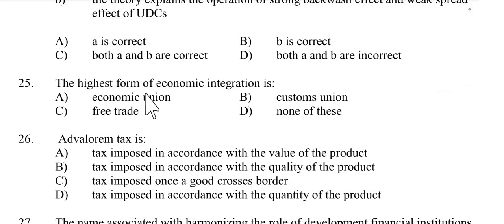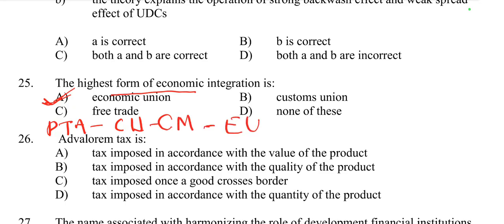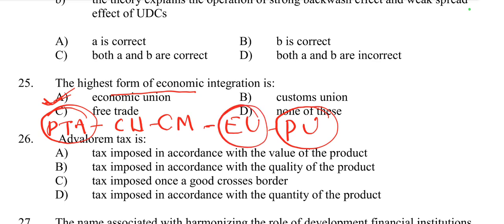Then question number 25. The highest form of economic integration is economic union, custom union, free trade, or none of this. So highest form of economic integration is economic union, because you know that the lowest form is preferential trading area, then custom union, then common market, then economic union, and last one is political union. The highest economic integration is political union, lowest is preferential trading area. So here according to the question, economic union is the highest economic integration. So option A is right.